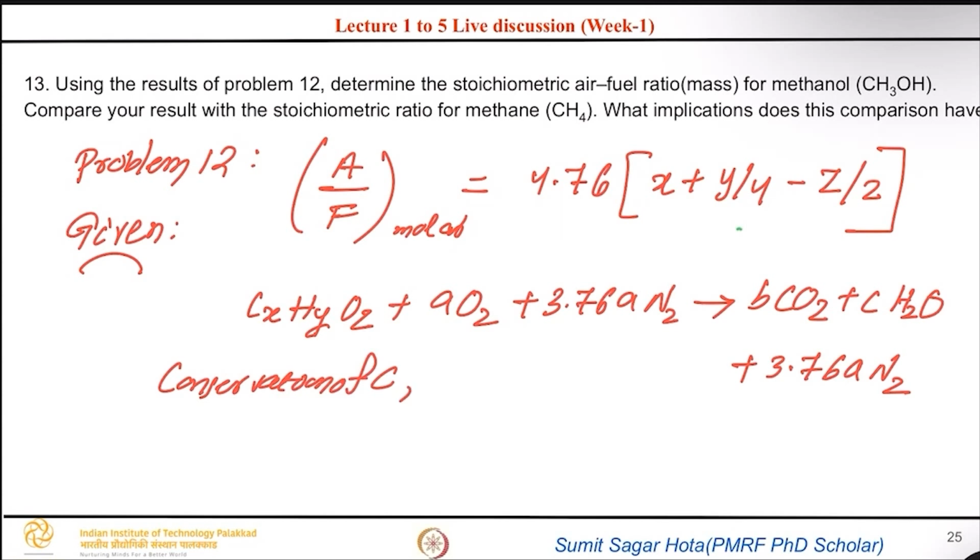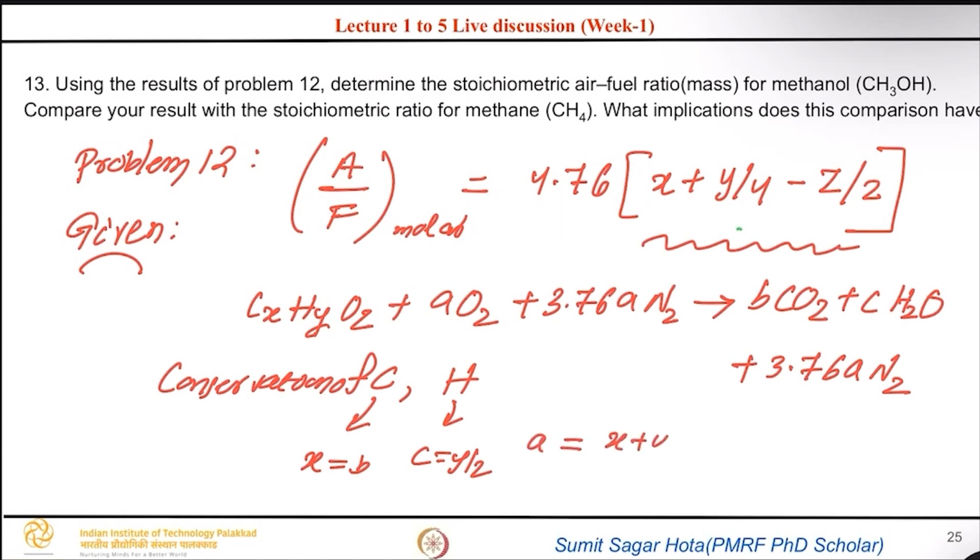Then the carbon, I think you get x is equal to b, something like that. You can see it. Why I am doing this is not required, but still I am doing it so that it will be easy for you to understand. Actually it's not required. And then what do you get for a? This value: a is equal to x plus y by 4 minus z by 2.